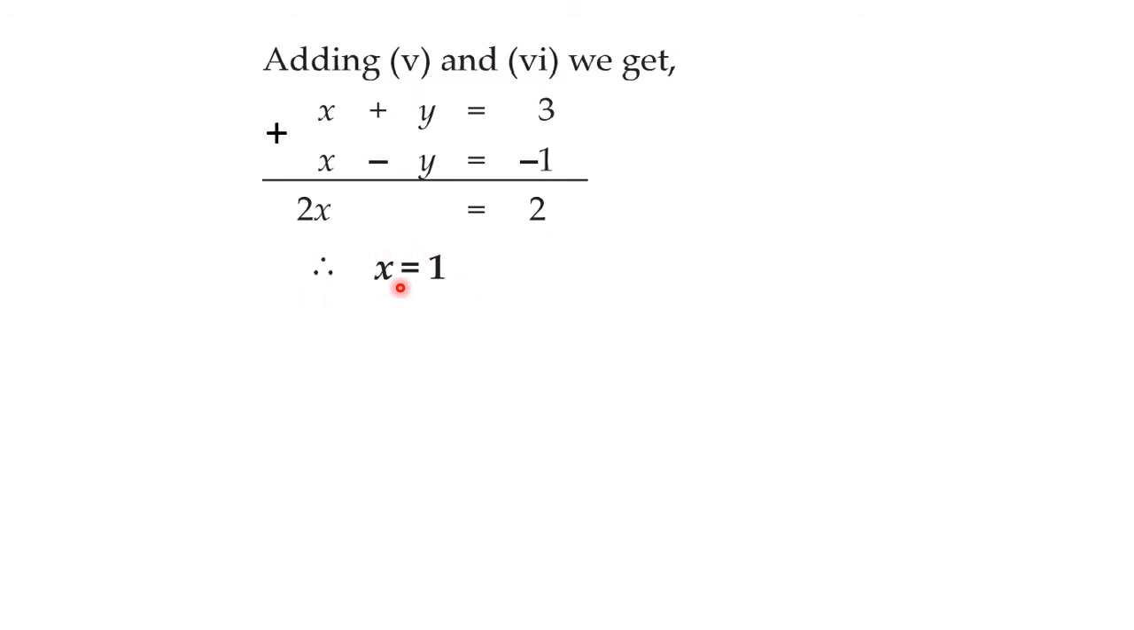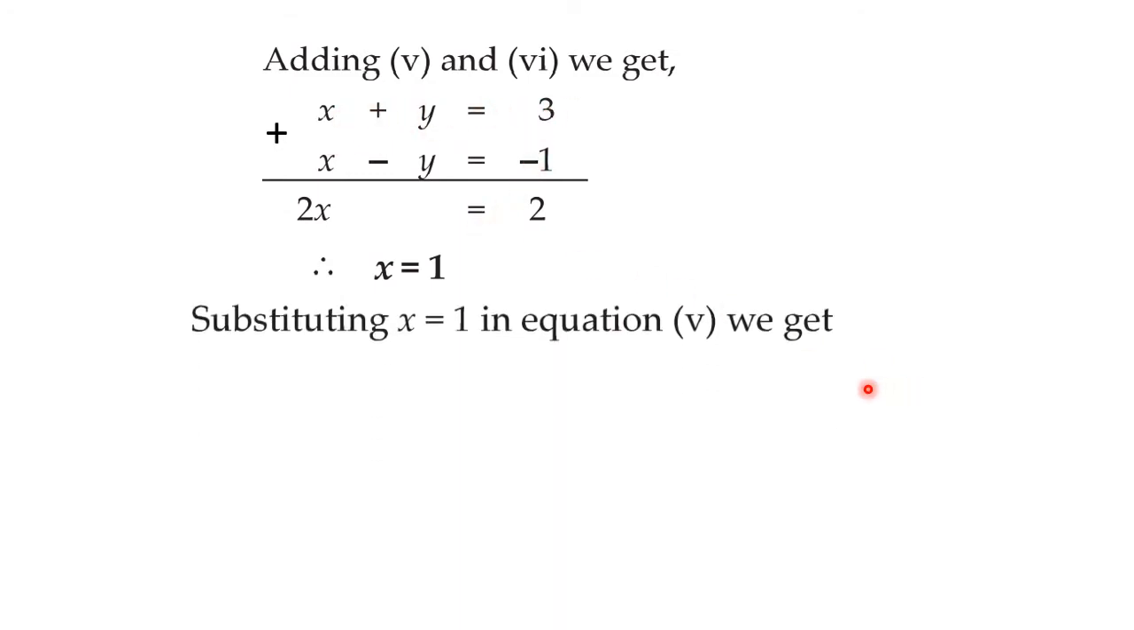Now let us put this value in one simple equation, that is equation number 5. We can put x is equal to 1 in equation 5 and then we will get y as 2. Equation number 5 is what? x plus y is 3. In place of x we are writing 1, and then 1 is shifted to the right hand side.